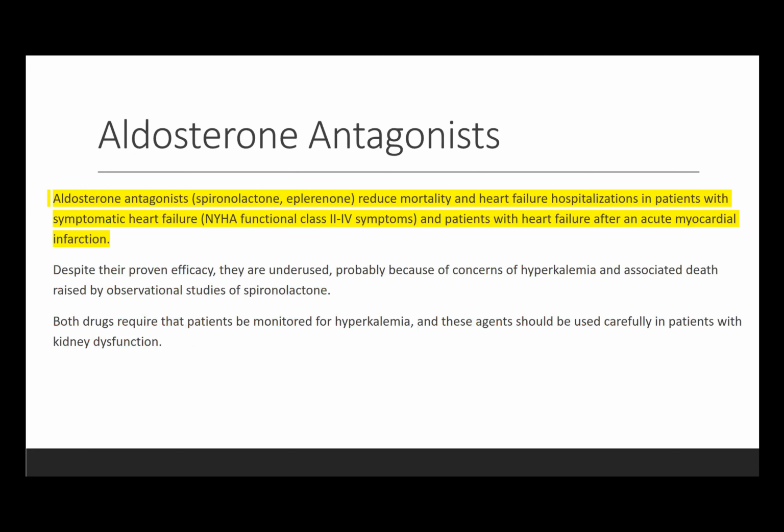Coming to aldosterone antagonists, your spironolactone and eplerenone, these are medications which are unfortunately underused. They're important for patients with NYHA class 2 to 4. They have proven efficacy, but the main problem that you come across with them is that of hyperkalemia. So if you're going to be initiating a patient on these medications, you do follow your renal function in the immediate near future.